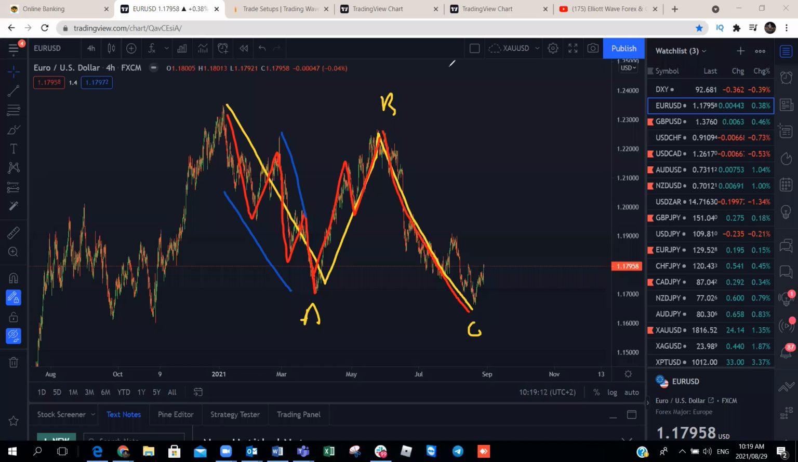So is this now the start of the move to the upside on the euro? Let's watch here. We'll be looking for setups for more upside here. So that means dollar weakness.